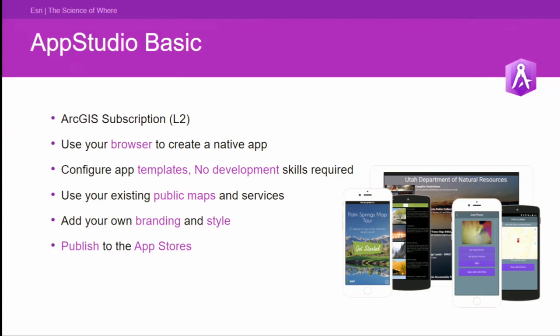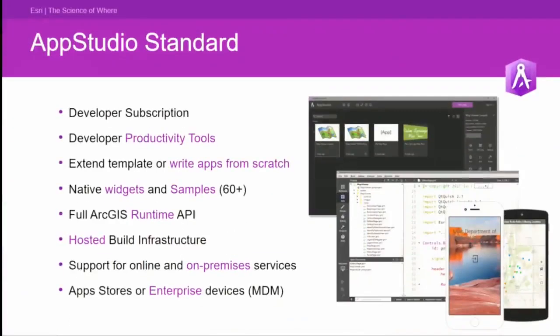So what does AppStudio Standard give you? The AppStudio Standard, and I'll show you in a second a little more about where to get it, is part of our Esri developer subscription. So we have this Esri developer subscription program, and there's multiple levels. At the second level is the builder level. Anything from builder and above, you get AppStudio Standard.